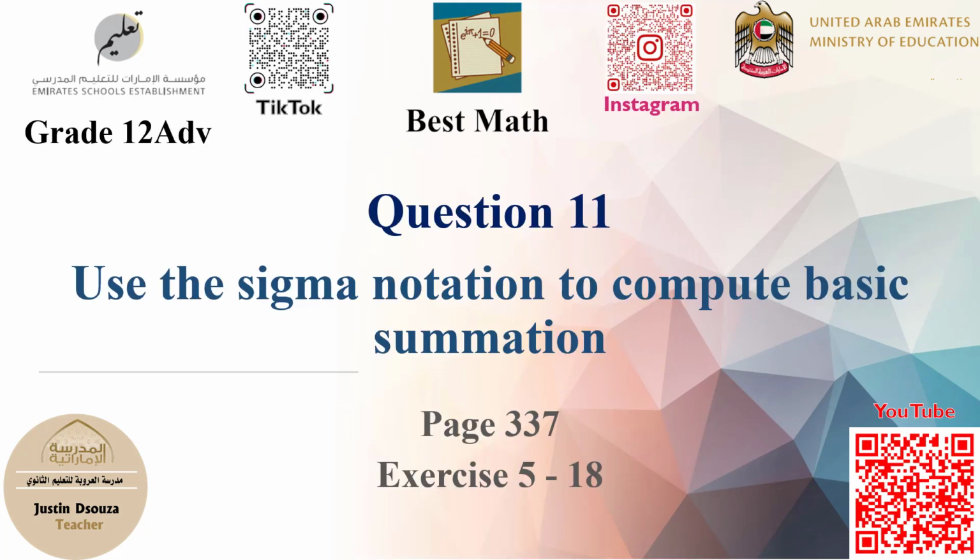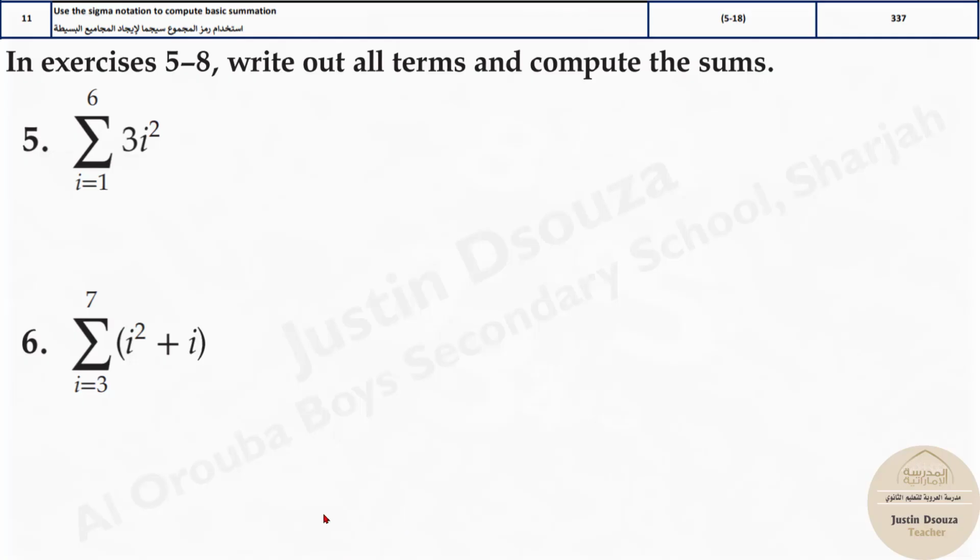In this video, we will learn how to use sigma notation to compute summations. Here the questions will be like this. You have the summation symbol, that is also called sigma. And what this means is you need to multiply 3i squared, where i is being squared. i can vary from 1, 2, 3 until the maximum limit of 6. So it starts at 1, ends at 6.